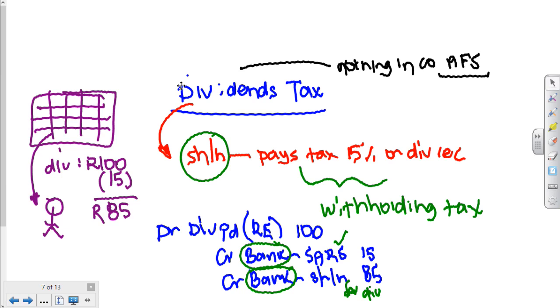It's almost like PAYE. When the company pays you a salary, they keep some of it back and pay it to SARS, isn't it? When the company pays you a dividend, they keep some of it back and pay it to SARS on your behalf. When you then declare the dividend on your return, you will declare that you received a dividend, but it doesn't matter because SARS already has the tax on that dividend, isn't it?